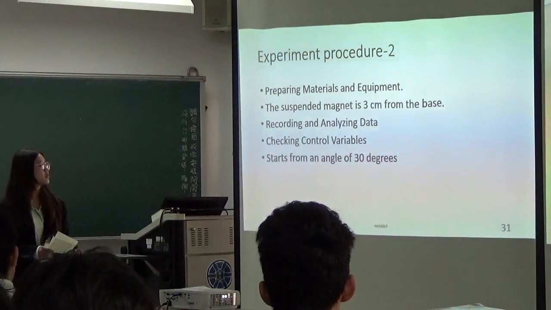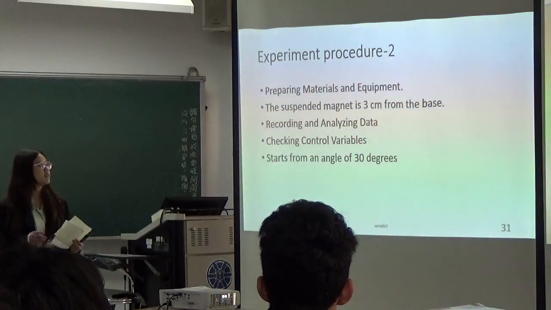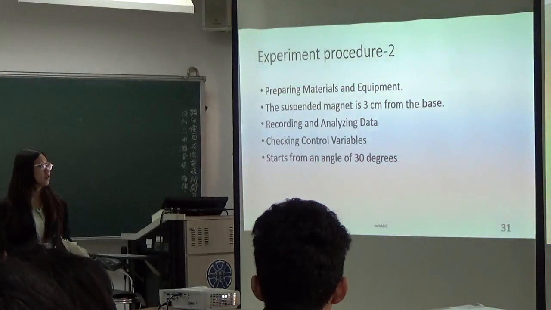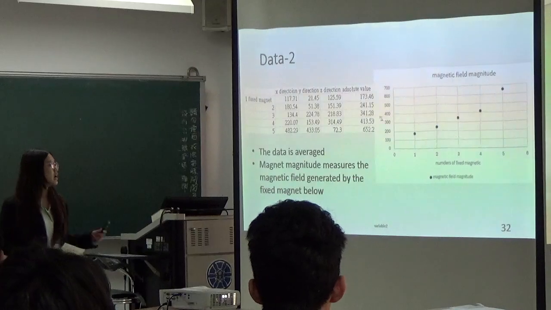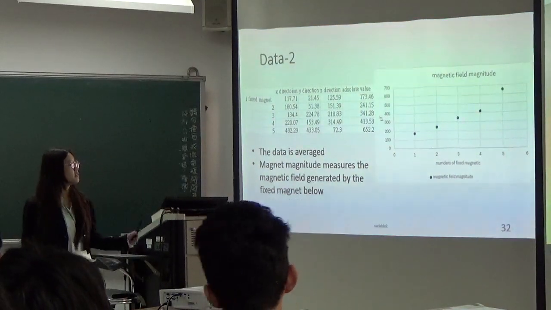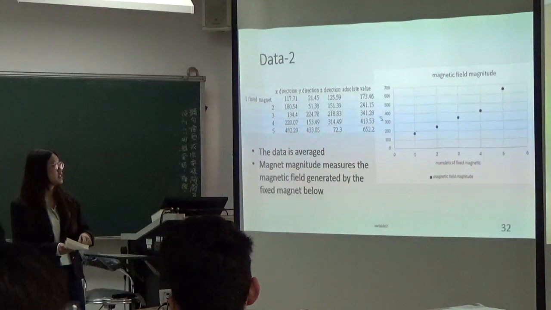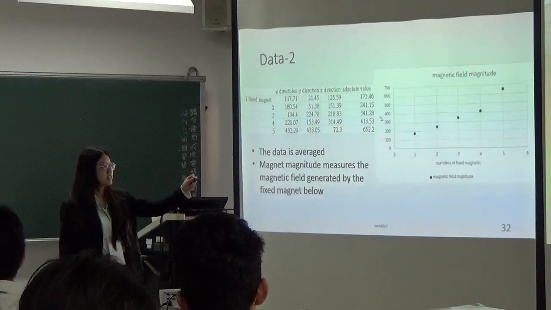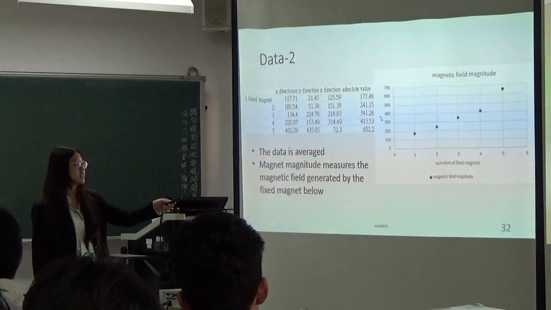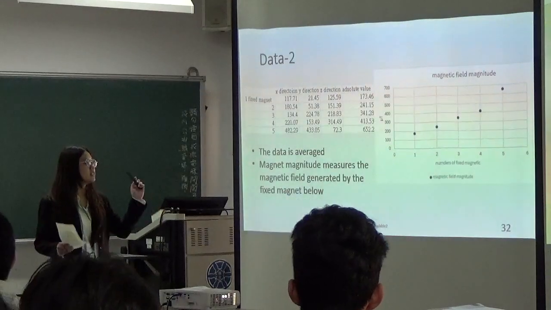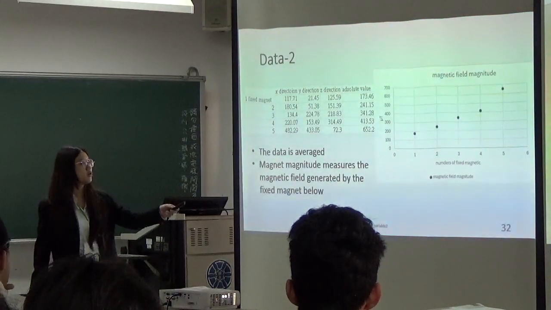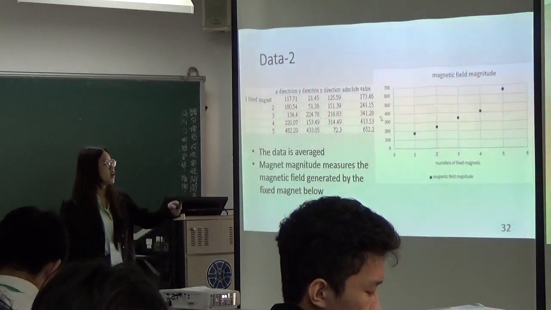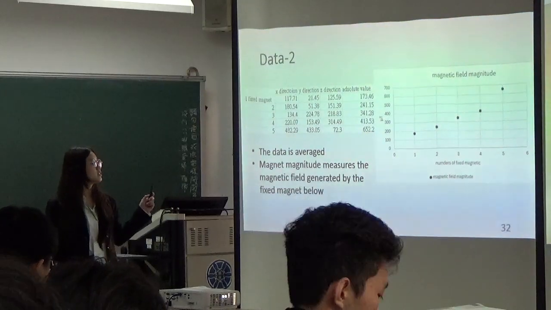Prepare the magnets and equipment, suspend the magnet freely above the base, record and analyze the data, and check the control variables. Start from an angle of 30 degrees. The data here is very varied, with x direction, y direction and z direction. In the picture over there, the x-axis is the number of fixed magnets and the y-axis is the Tesla. The picture over here talks about the magnetic field magnitude, and the data over there talks about the absolute value.